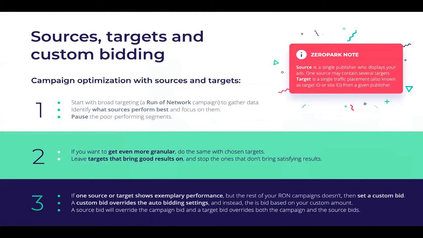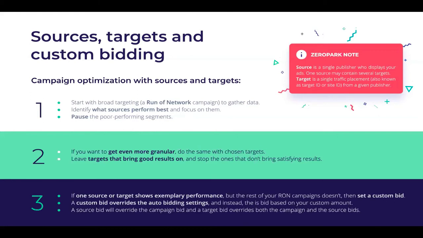So the idea here is to start as broad as possible so that you can identify what's working, what isn't working for your campaigns, and then slowly work on narrowing that down to identify, for example, the top performing traffic sources, the top performing traffic filters for your campaign, so that you can get more and more detailed results.